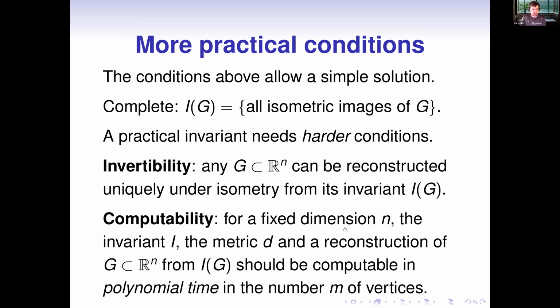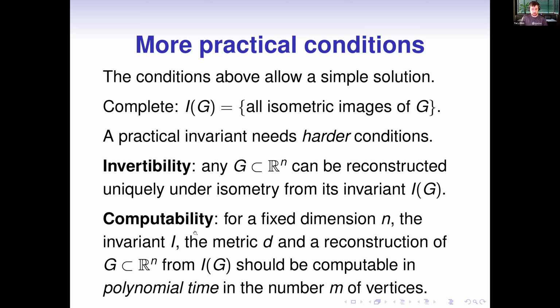And here are some more practical conditions. There can be completeness, so that the invariant of G will actually contain all the symmetrical images of G. Then there's invertibility, so that any graph G can actually be reconstructed. So if we have the invariant, we can go back to the graph in some way.